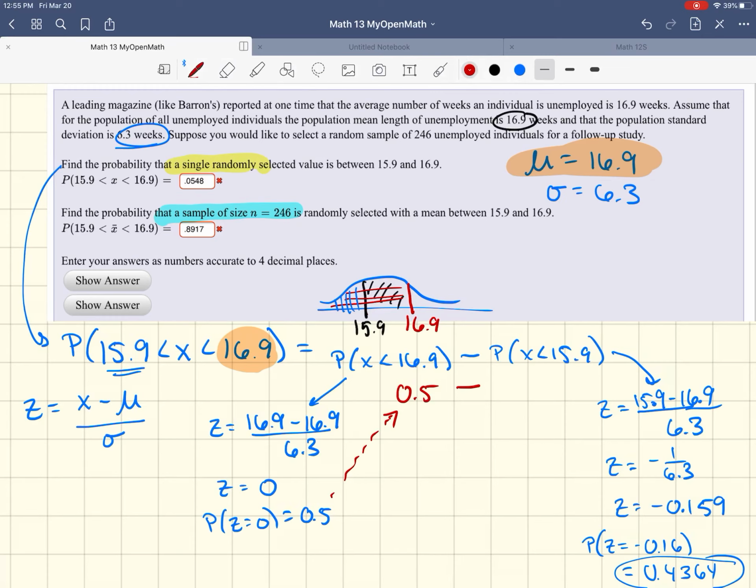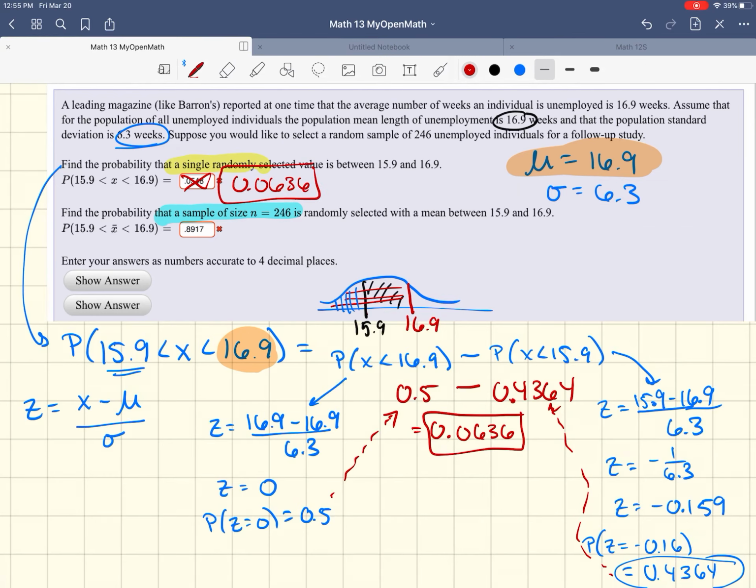So again, I'll put that here, 0.4364. And now when I subtract those two, 0.5 minus 0.4364, I get 0.0636. So the probability that a single randomly selected value is between those two is 0.0636.